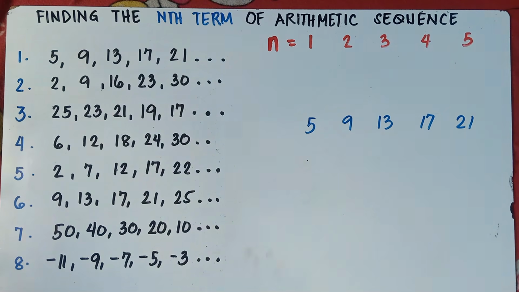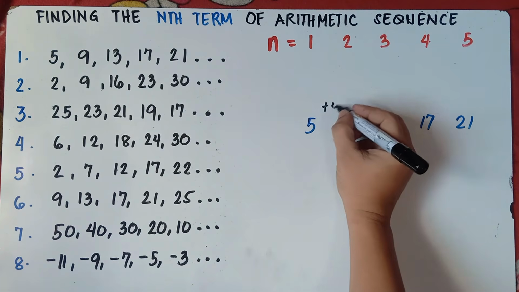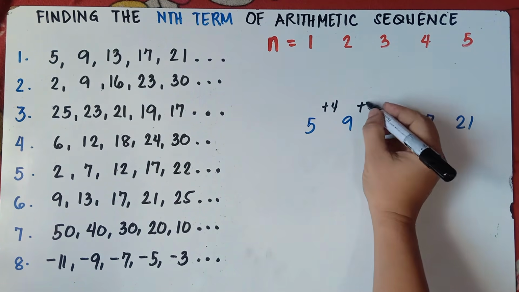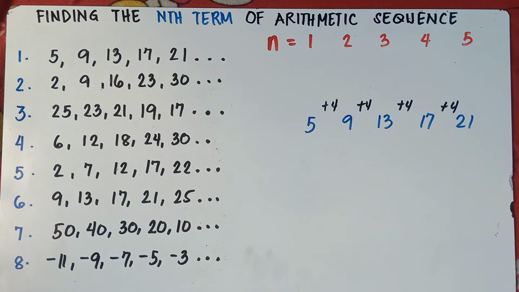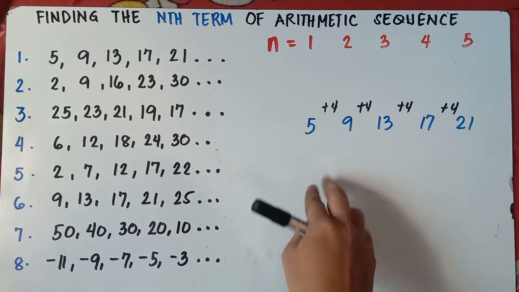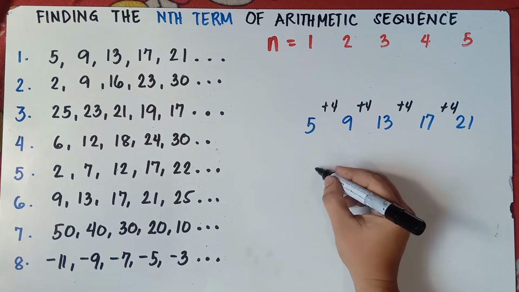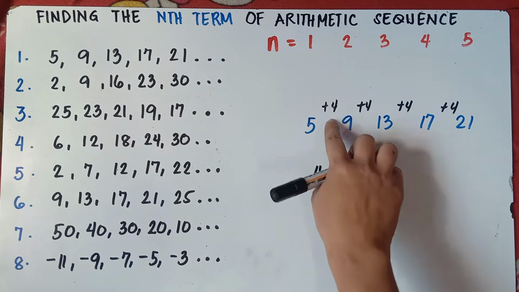Of course, we will be adding 4. Positive 4. 5 plus 4 is 9, 9 plus 4 is 13. So the common difference is 4. This is what you do manually: you need to get the common difference. So the common difference is 4. Simply copy 4, and this 4 is the common difference.